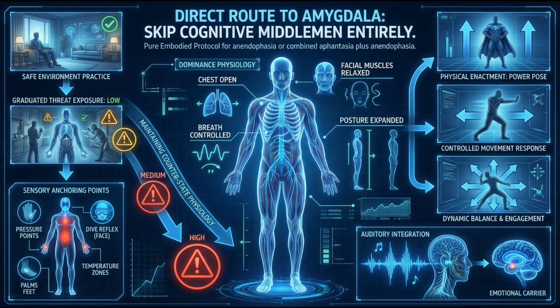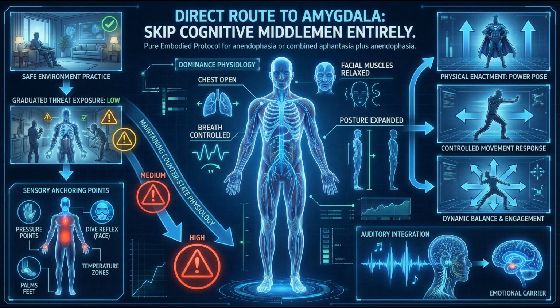Step 2. Physical enactment. Act out confrontation scenarios with objects. Punch a pillow that represents the fear. Stand over it. Physically rehearse victory postures. This engages motor cortex, cerebellum, and basal ganglia, all of which feed directly into emotional learning circuits.